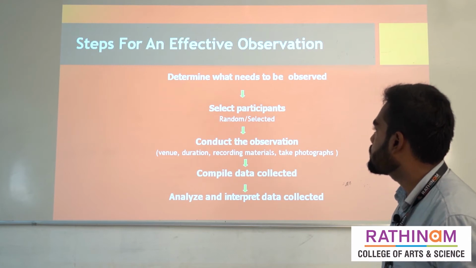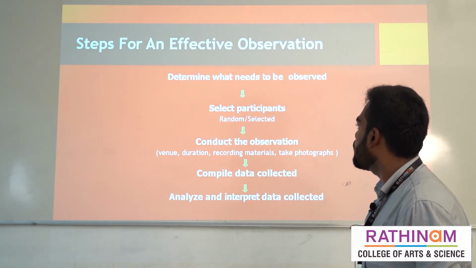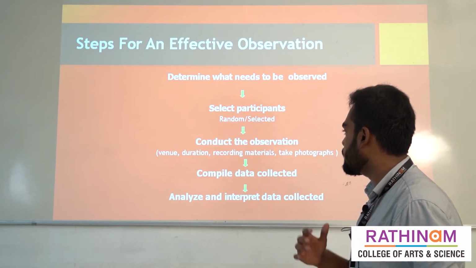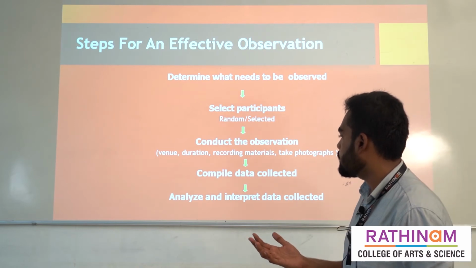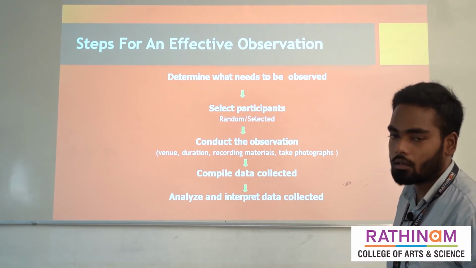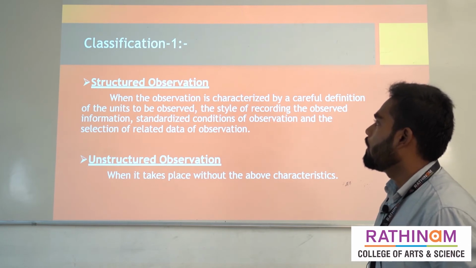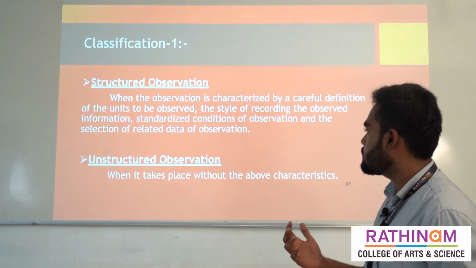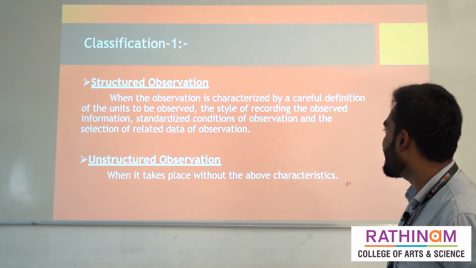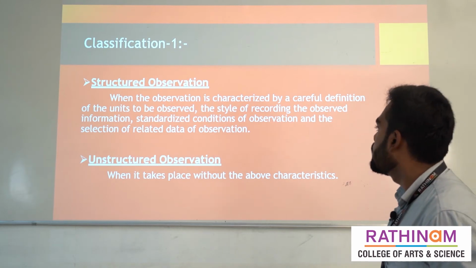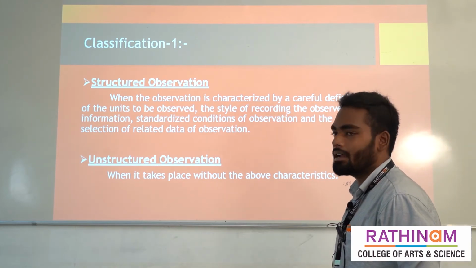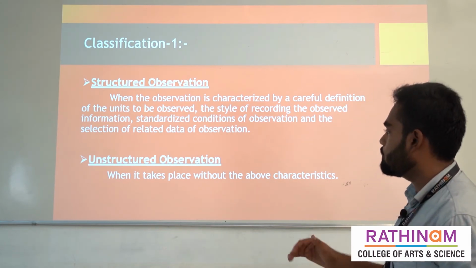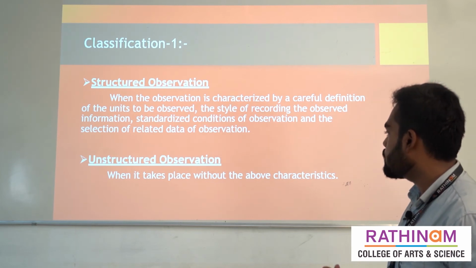Steps for an effective observation. First, the researcher has to determine what needs to be observed, select the respondents, then conduct the observation on them, and then compile the data, analyze and interpret the data. There are two types of observation: structured observation and unstructured observation. Structured observation is characterized by the careful definition of the units to be observed, the style of recording the observed information, standardized conditions of observation, and the selection of relevant data of observation. An unstructured observation takes place without the above characteristics.